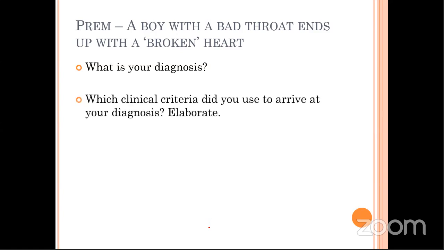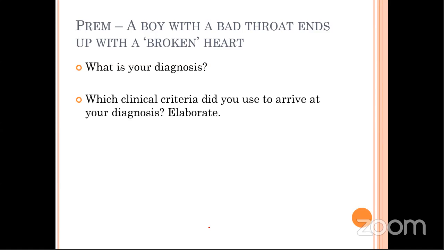The next question might be, which clinical criteria did you use to arrive at your diagnosis? Your answer would be the modified Jones criteria. In this case, the criteria you used were migratory polyarthritis, subcutaneous nodules, and carditis, along with evidence of previous streptococcal infection, that is, a history of sore throat. Then you may have the question, elaborate.